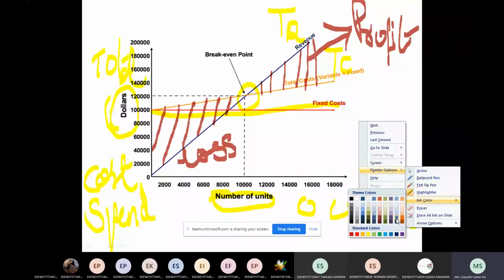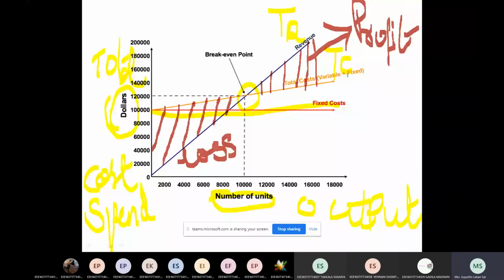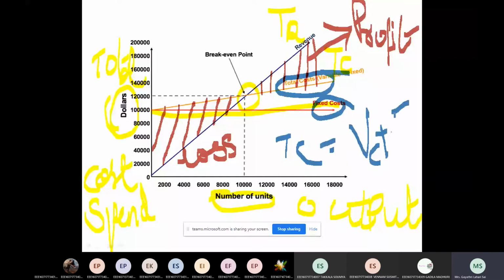Okay, so this is the total cost line, and this is the fixed cost line. As you all know, some of the students gave a very good seminar about total cost, variable cost, fixed cost, and average cost. Total cost is equivalent to variable cost plus fixed cost. Total cost is always equivalent to variable cost plus fixed cost.